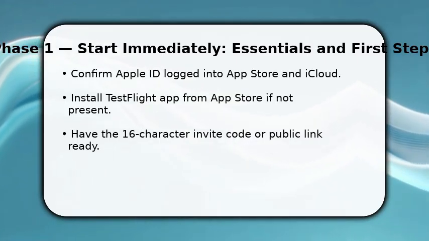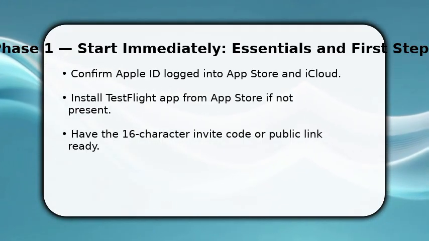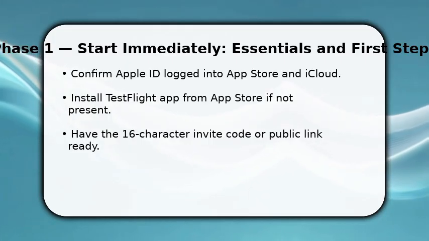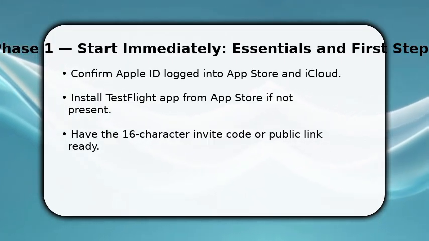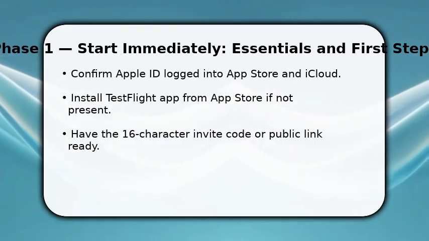Next, locate the 16-character invite code or the public invitation link you received. Make sure it's complete. These steps get you into the right apps and ensure the invite can be redeemed without delay, so you avoid permission or account mismatches before moving forward.